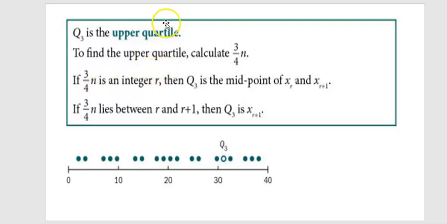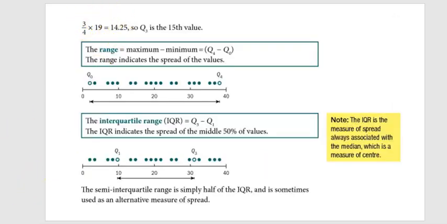The upper quartile is Q3. To find the upper quartile, we use 3 over 4. By now you should know that to find the lower quartile we use 1 over 4, to find the median Q2 we use 1 over 2, and to find the upper quartile we use 3 over 4 multiplied by n, where n is the total number. If 3 over 4n is an integer r, then Q3 is the midpoint of xr and xr plus 1. We can compute this: 3 over 4 multiplied by 19 gives us 14.25. So the 15th value becomes our upper quartile.